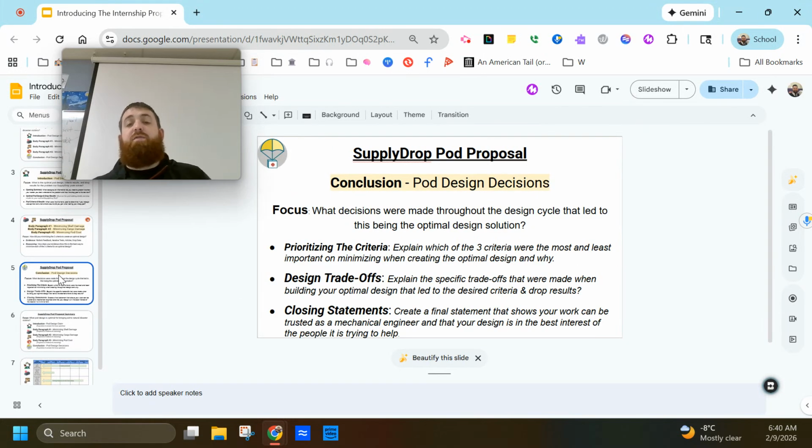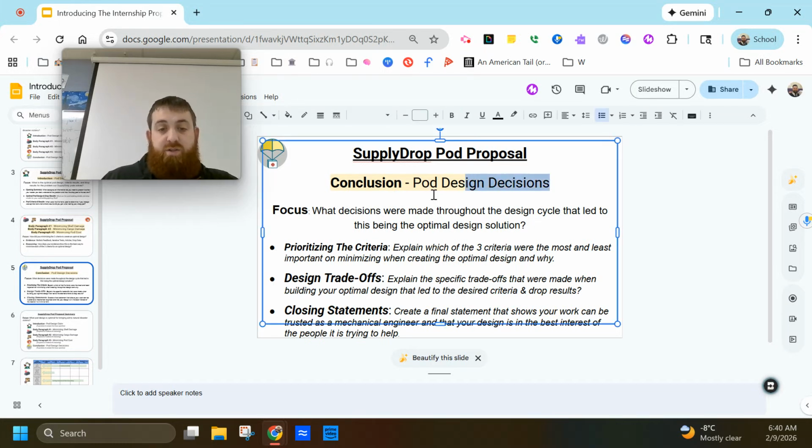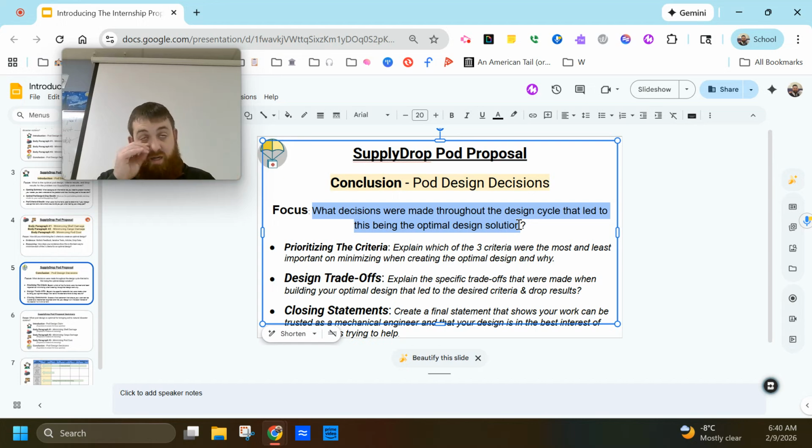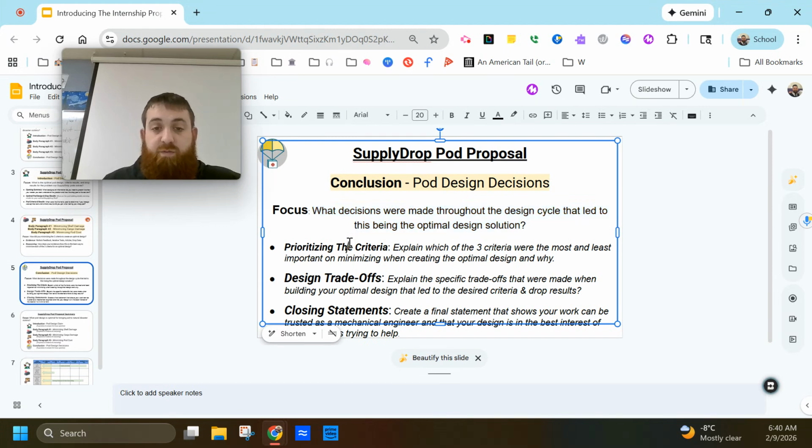You're then going to finalize your overall proposal with your conclusion, your pod design decisions. What decisions were made throughout the design cycle that led to this being the optimal design solution? So how did you go about deciding this was the best? How did you go about testing and making decisions in the sim for this to be your best design? So first and foremost, there are 3 sections here that you'll look to focus on to answer our focus questions.